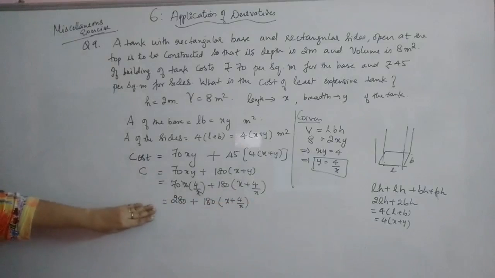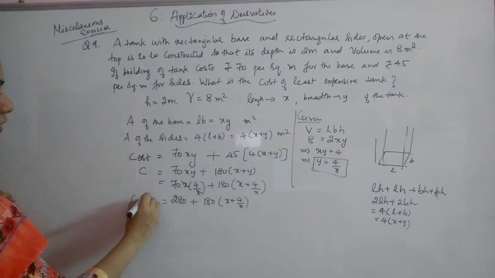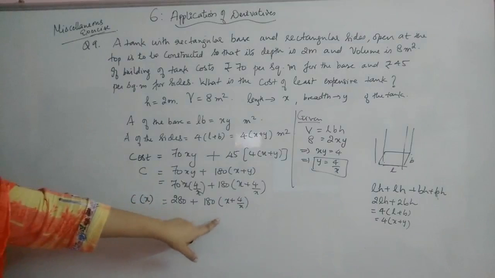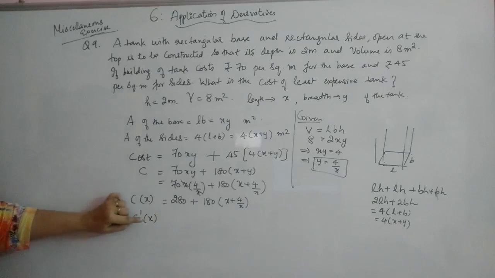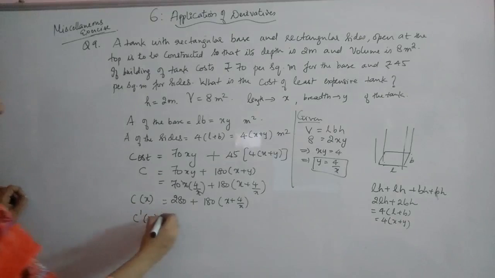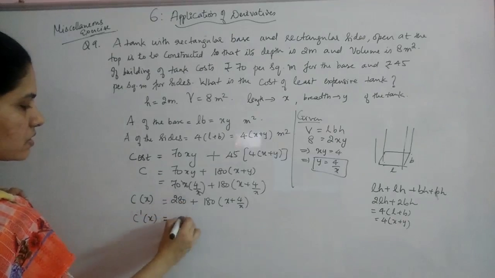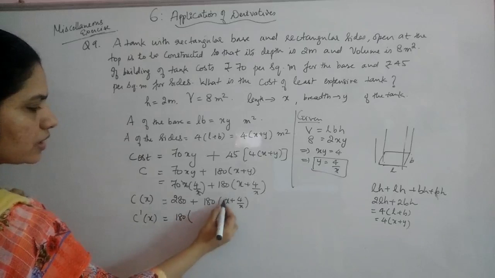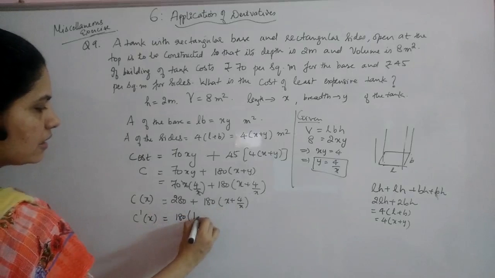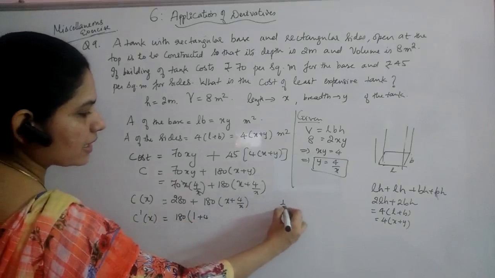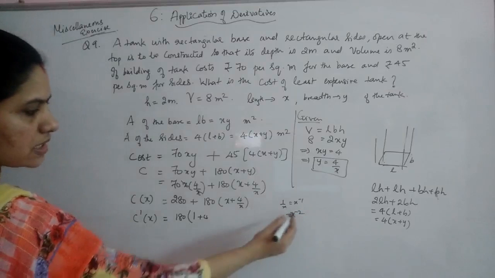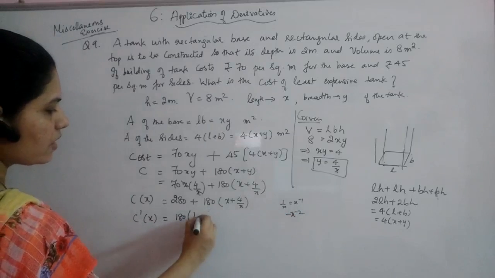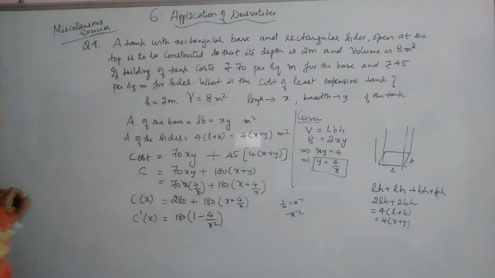Now we have to differentiate. This is the c. Now you can just confidently write that this is c of x because it contains only x. You can either use c dash of x, or c dc by dx, which will be the constant's derivative 0, then 180 is a constant, into the derivative of x plus 4 by x. This is actually 1 by x, that is x raised to minus 1. So you'll get minus x raised to minus 2. So you are getting 1 minus 4 by x square. Correct? So this is c dash of x.